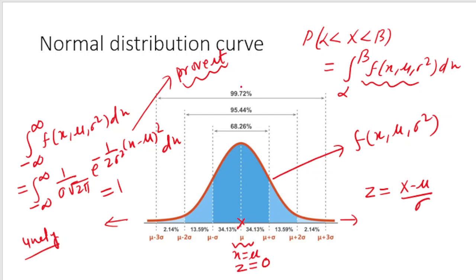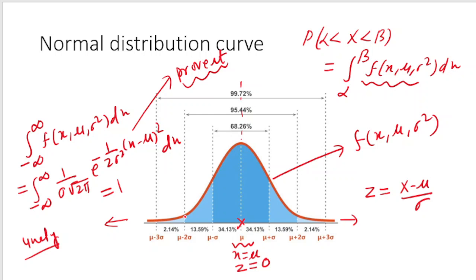Now another important observation that I want to make is that if you take the interval, this is the line x is equal to mu, right? And if you take this interval mu minus sigma to mu plus sigma, in this interval 68.26% of the area lies under this curve. So the probability that the random variable x will take a value between mu minus sigma and mu plus sigma is 68.26%, or you can consider it as about 0.68, right?